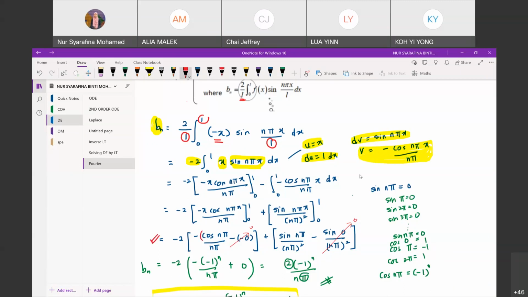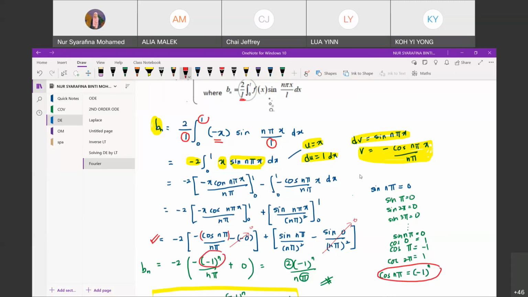cos(n pi) can be simplified to negative 1 to the power of n. Why? Cos 0 is 1, cos pi is minus 1, cos 2 pi is 1. So cos(n pi) is negative 1 to the power of n. So this cos(n pi) can be simplified to this.